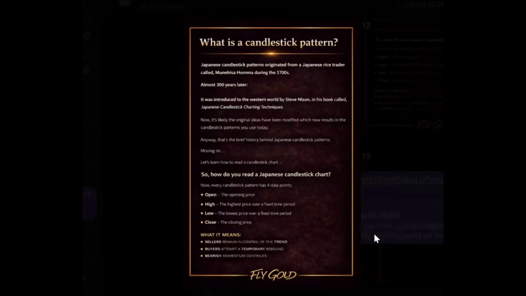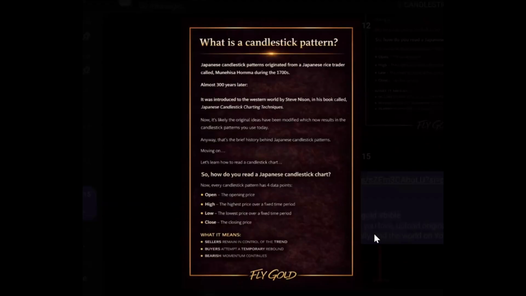Japanese candlestick patterns originated from a Japanese rice trader called, I am not going to mess this name up, we're going to call him by his last name, Homma, during the 1700s. Almost 300 years later, it was introduced to the Western world by Steve Nison, I'm sorry, in his book called Japanese Candlestick Charting Techniques. Now, it's likely the original ideas have been modified, which now results in the candlestick patterns you use today. Anyway, that's the brief history behind Japanese candlestick patterns.